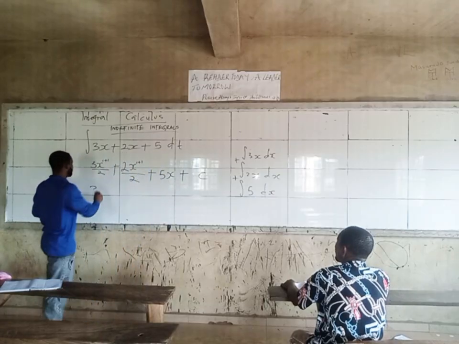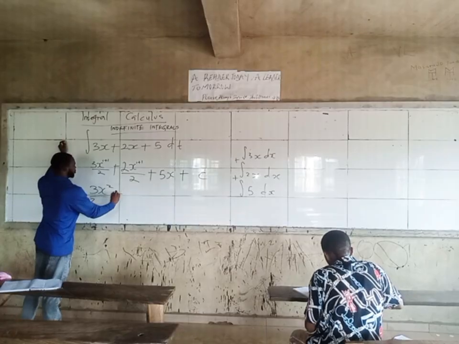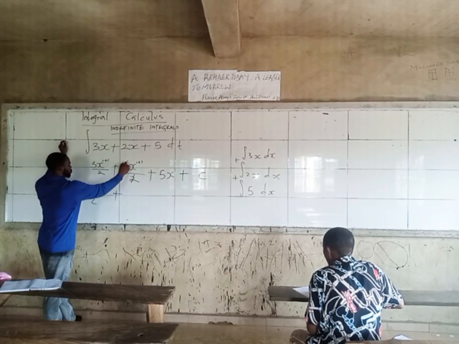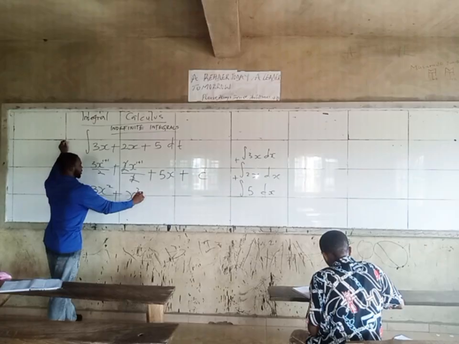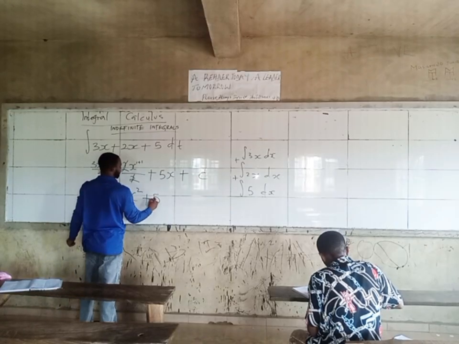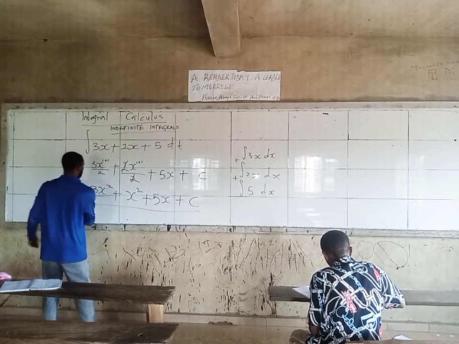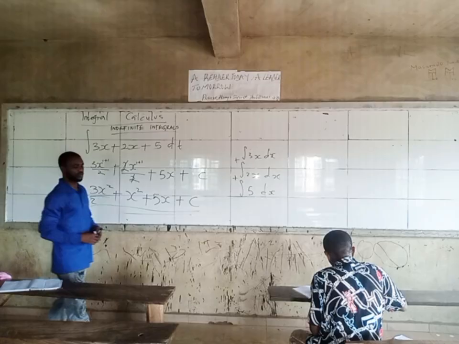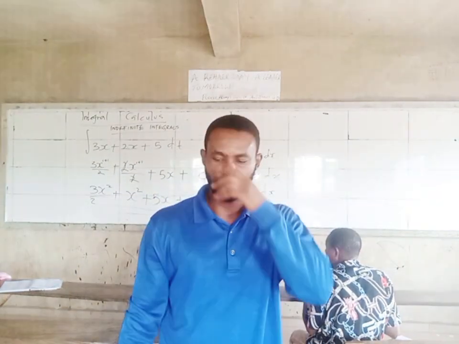So for that reason, if I write this way, it will be 3x squared over 2 plus 2x squared over 2. 2 will cancel 2, so this will become x squared plus 5x plus c. That's the final answer. So what we are doing today is introduction to integration. Then we will do integration by U-substitution. Then we'll be done for today.